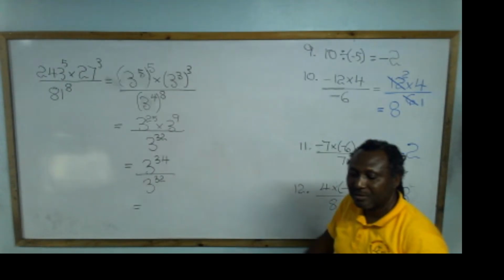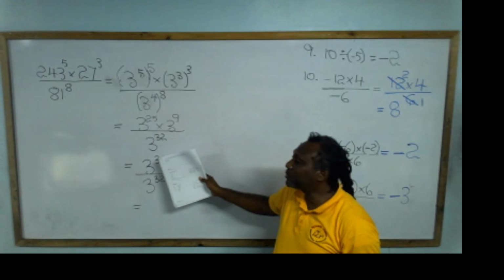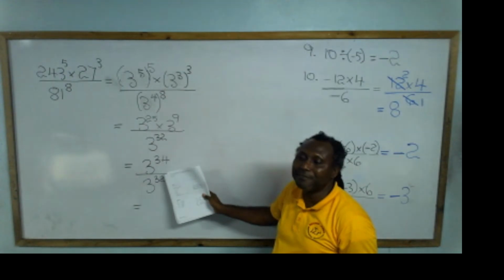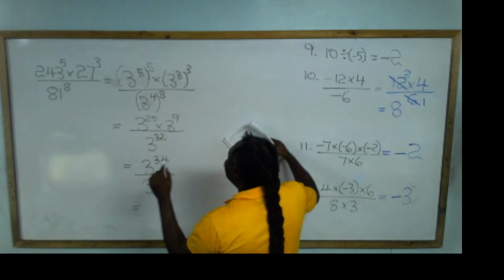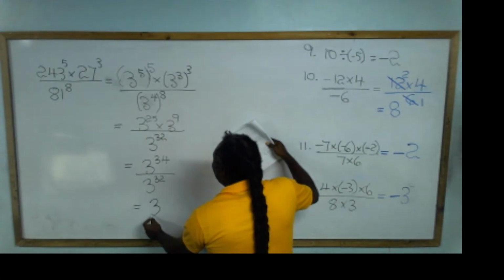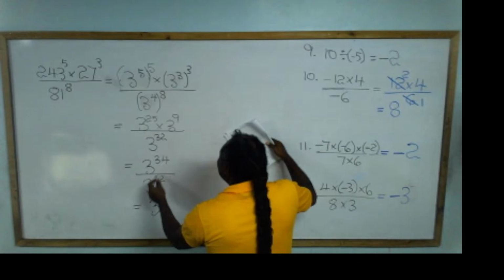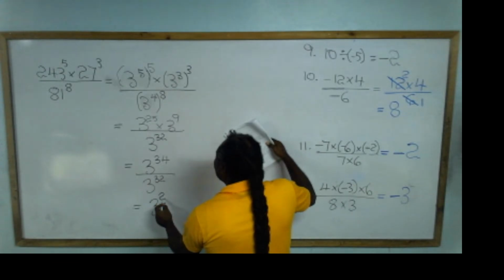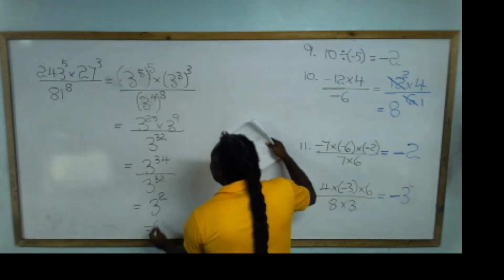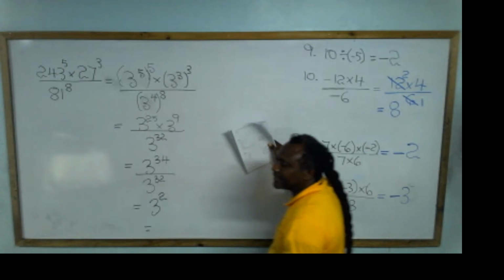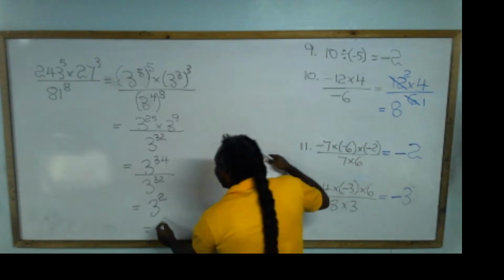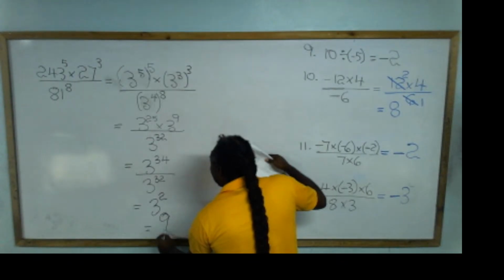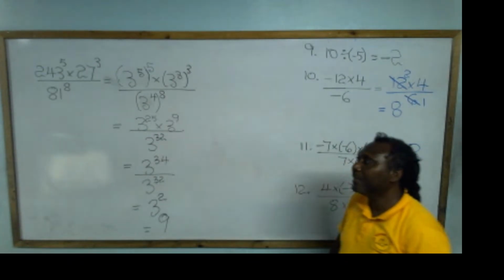3 to the power of 34 to be divided by 3 to the power of 32. And that will be your answer. When we divide, we subtract the index of the divisor from the index of the dividend. So we have 3 to the power of 34 minus 32, which is equal to 2. And then, of course, 3 to the power of 2. If you want to leave it like that, it's fine. But 3 to the power of 2 is 9. And you got that for your answer.